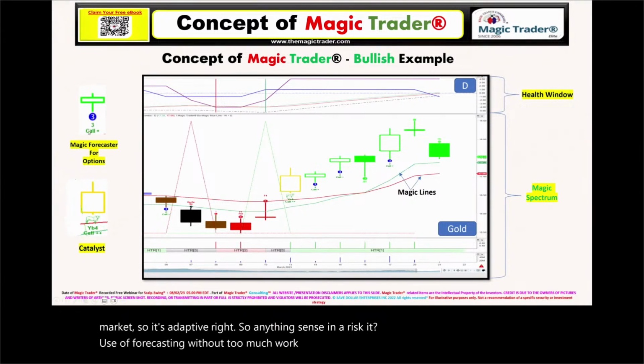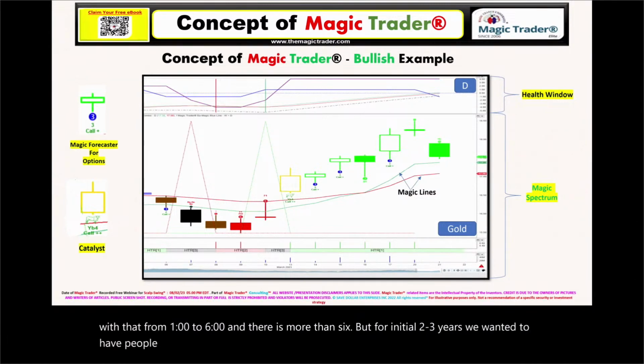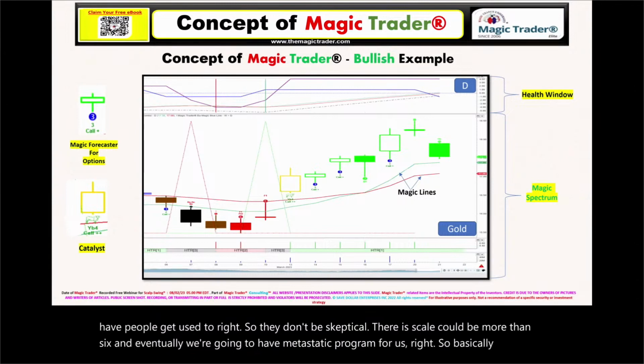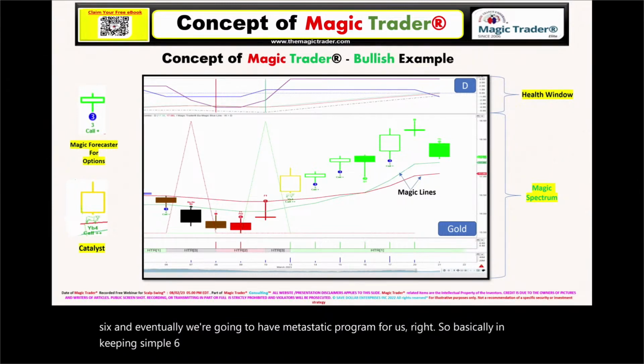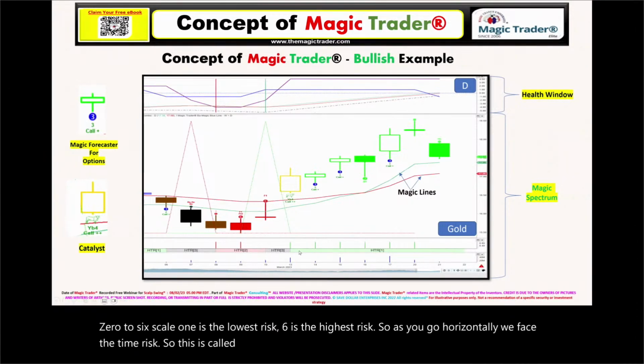So you see the symbols and each has a risk attached to it from 1 to 6. There is more than 6, but for the initial 2, 3 years we wanted people to get used to it, right? So they don't be skeptical. The scale could be more than 6, and eventually we're going to have a MetaStock program for us. So basically, keeping it simple, on a 0 to 6 scale, 1 is the lowest risk, 6 is the highest risk. As you go horizontally, we face the time risk. So this is called time risk, a horizontal time risk.